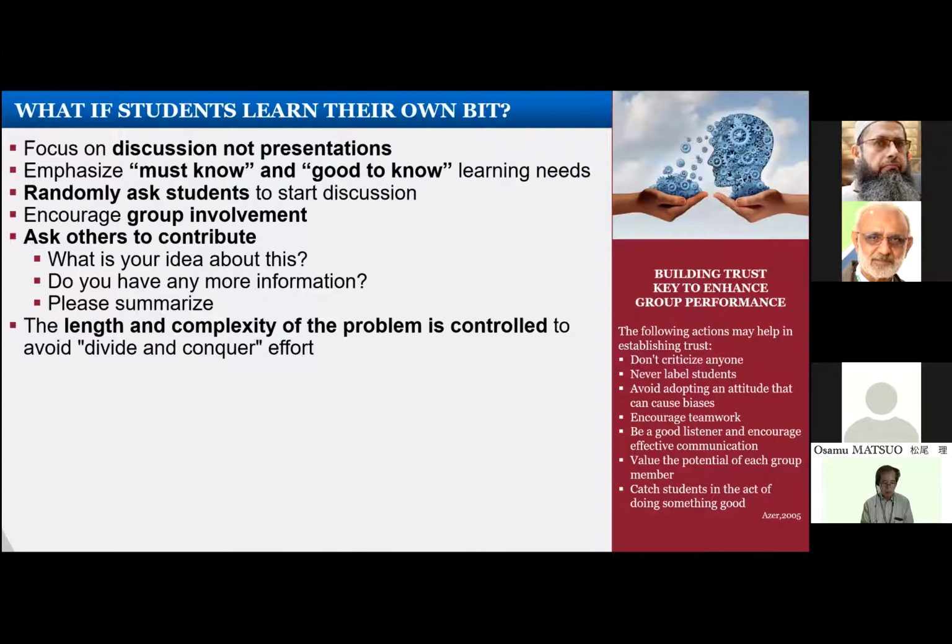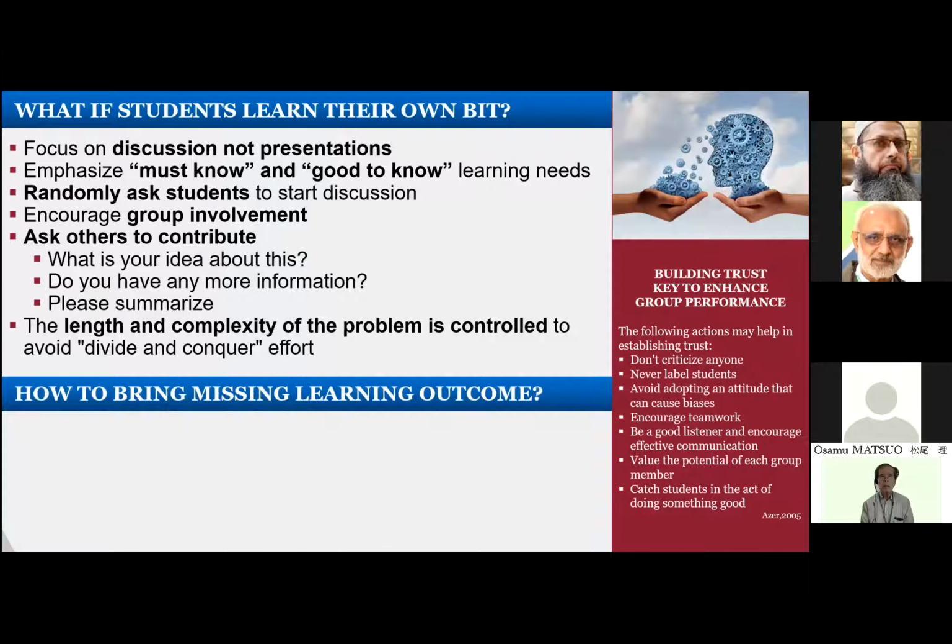From the administrative side, the length and complexity of the problem is controlled to avoid divide and conquer effort. If the PBL package is too lengthy, they have to cover a number of learning outcomes, and if the PBL is being conducted near the examination, usually the students tend to take shortcuts. How to bring the missing learning outcomes?